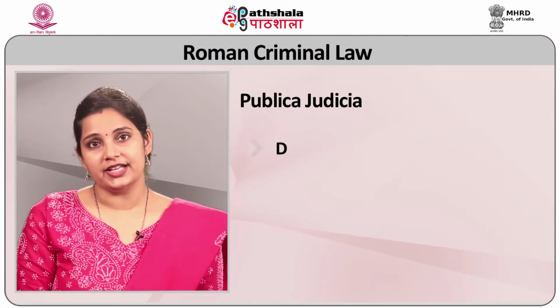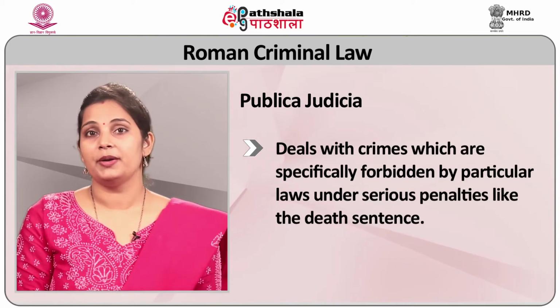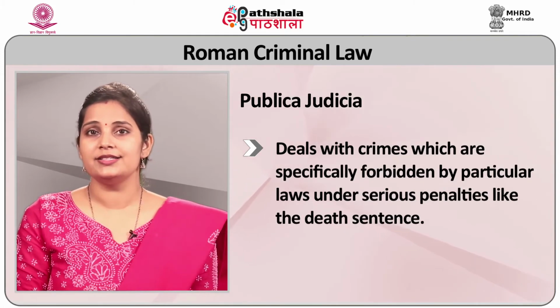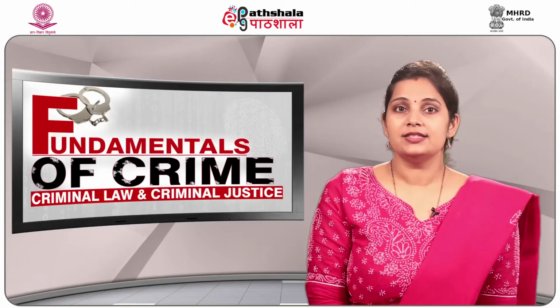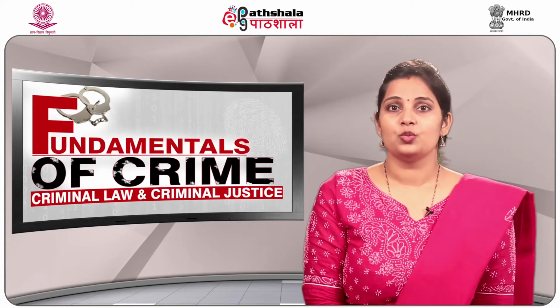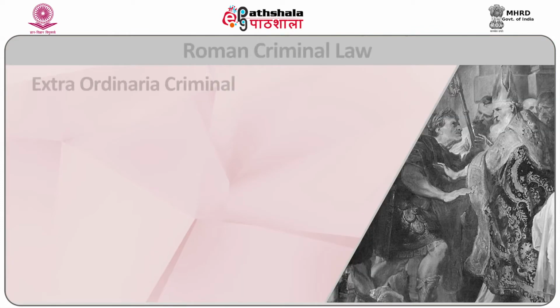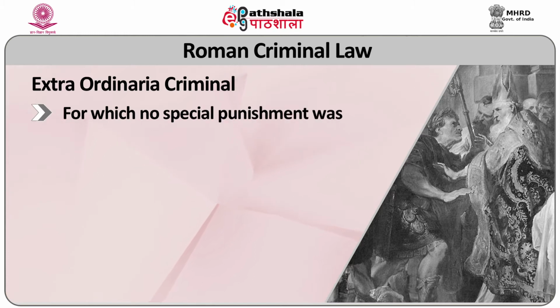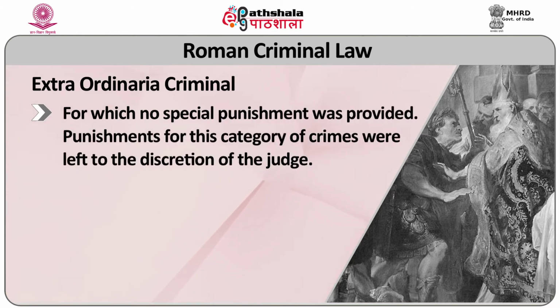Publica judicia deals with crimes which are specifically forbidden by particular laws under serious penalties like the death sentence. The second category of crimes, which were known as extraordinaria criminal, they were crimes for which no special punishment was provided. Punishments for this category of crimes were left to the discretion of the judge.